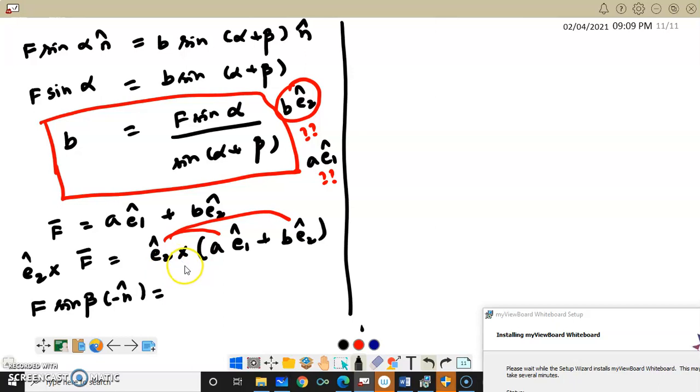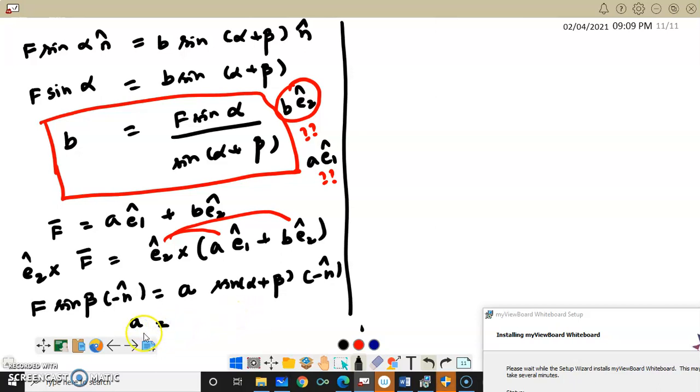Modulus of E2 is 1. Modulus of E1 is 1. So A is constant. The angle between E2 and E1 gives sine of alpha plus beta. Same way, we are having the right hand triad, no, the opposite direction it comes. So you are getting minus n cap. Therefore, what is the value of A?